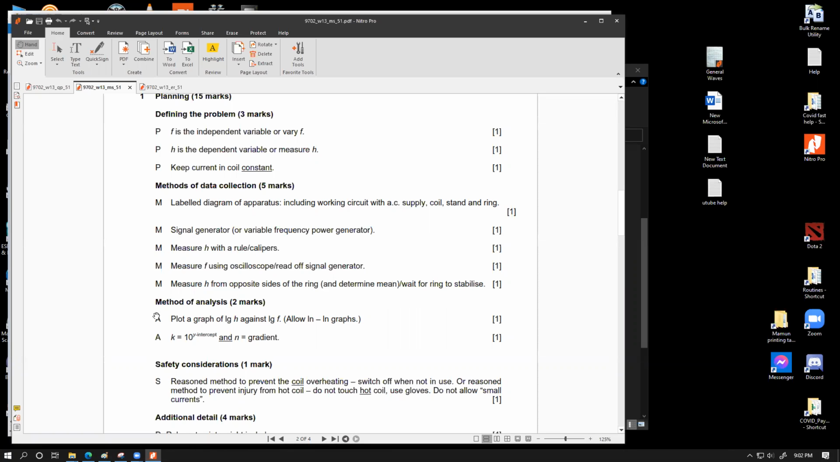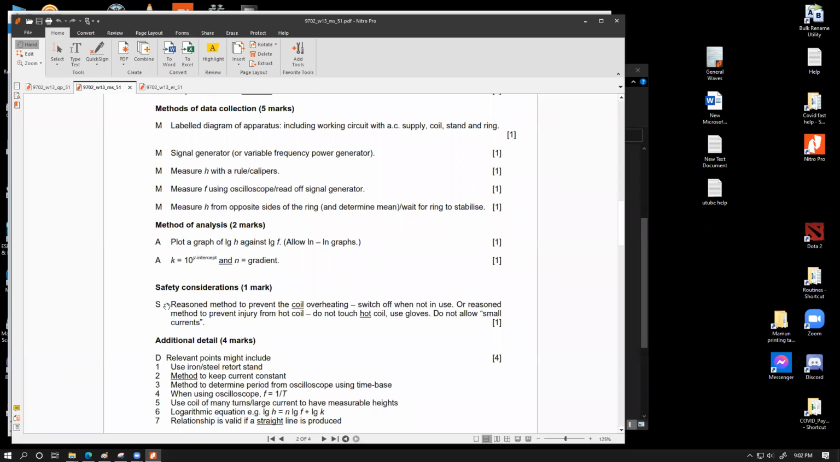This is pretty important. Method of analysis, and so on. Safety consideration: reason or method to prevent the coil from overheating, switch off when it's not in use, or reason or method to prevent injury from hot coil, or do not touch hot coil, use gloves, do not allow large currents.